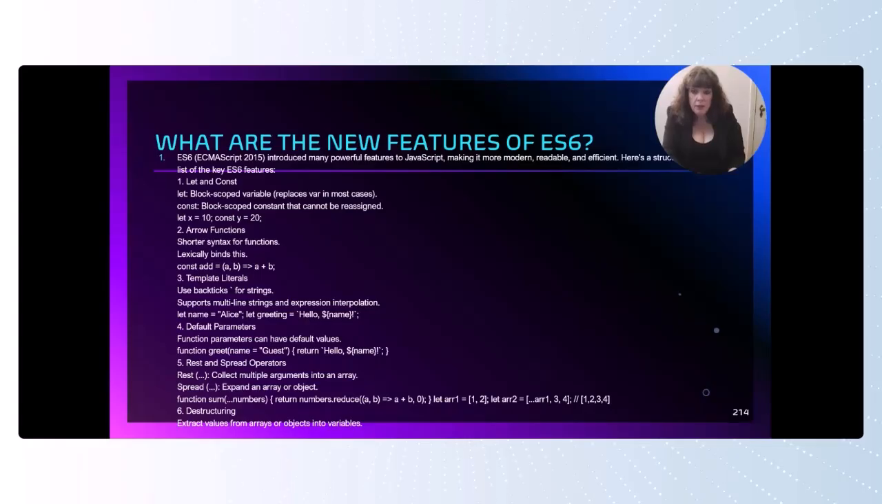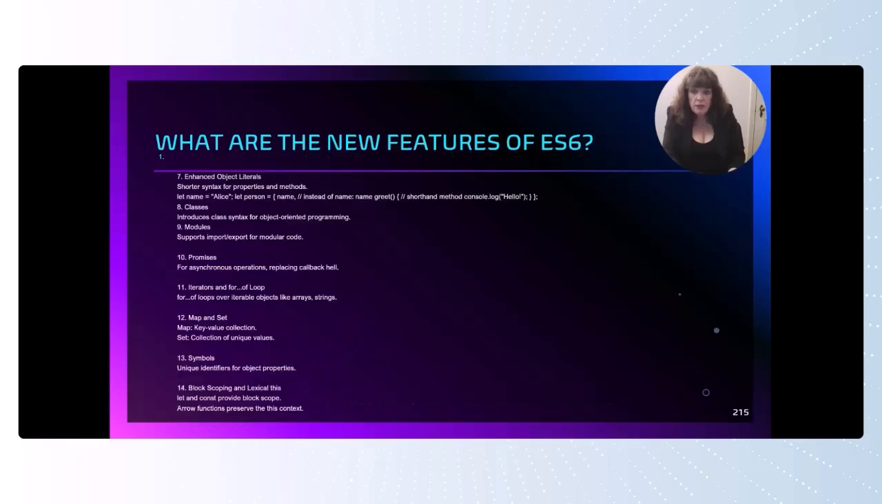There's default parameters, rest and spread operators, destructuring. There's enhanced object literals, promises, iterators and the for-of loop, map and set, symbols, and block scoping and lexical scoping.